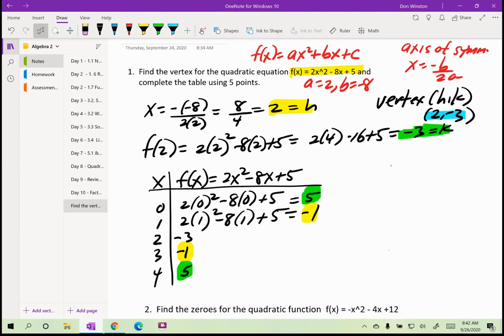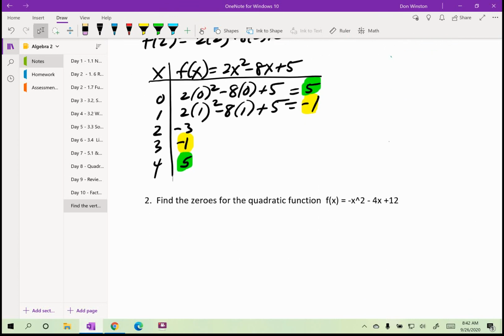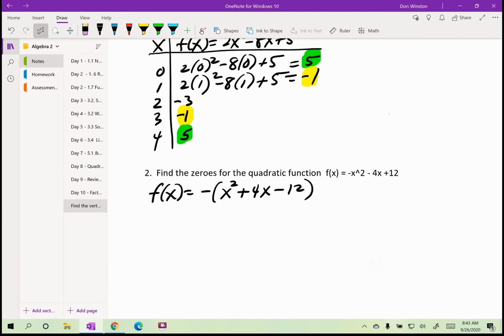All right. Now the next problem. Find the zeros for the quadratic function f of x equals negative x squared minus 4x plus 12. So recall, we always factor out that negative. So I'm going to take that negative out. And that will give me a positive x squared, and then a positive 4x, because I'm changing the sign of everything, and a minus 12. So we have to find the zeros, which means we need to set y or f of x equal to 0. So 0 equals negative, and then x squared plus 4x minus 12.